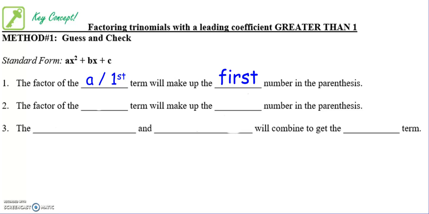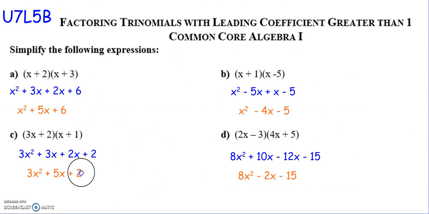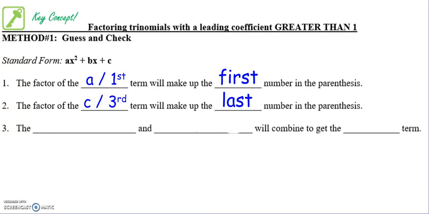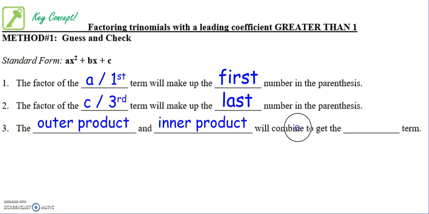And then back here, the factors of the C or third term will make up your last terms in the parentheses. So again, what I mean by that is if you look at the third term, factors of 2 are 2 times 1, so that makes up the second. And over here, the factors of 15, 3, and 5. Okay, so that's what I mean by those. Now here's the hardest part. The outer product and the inner product will combine to get the B or middle term.